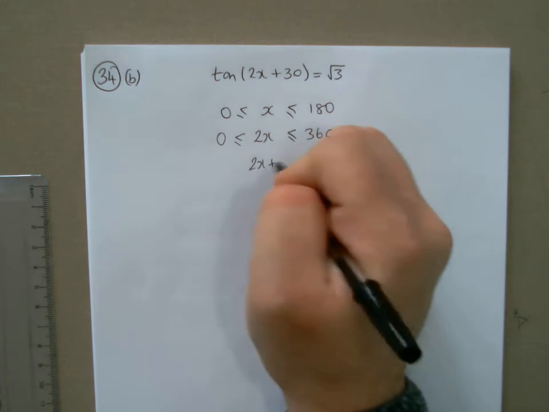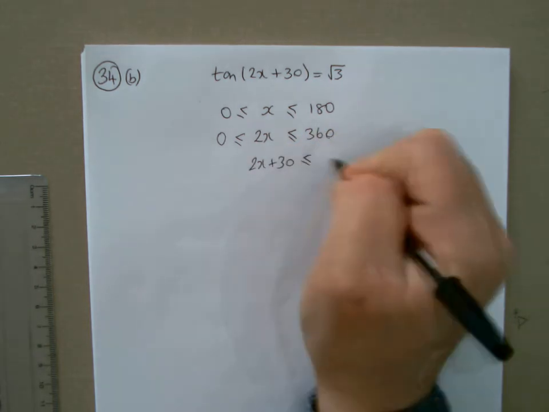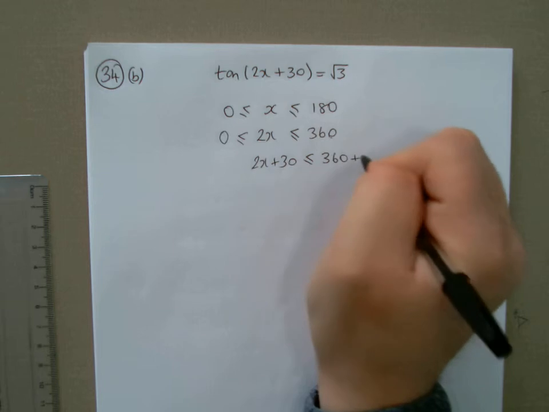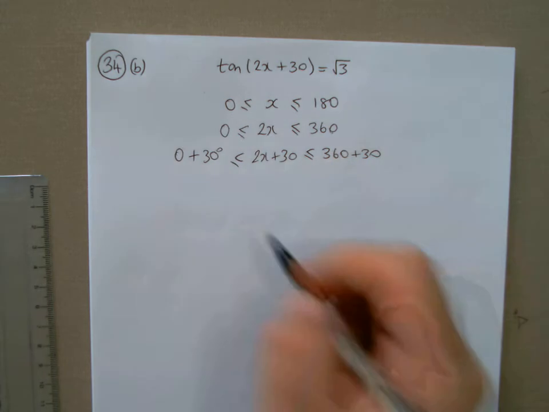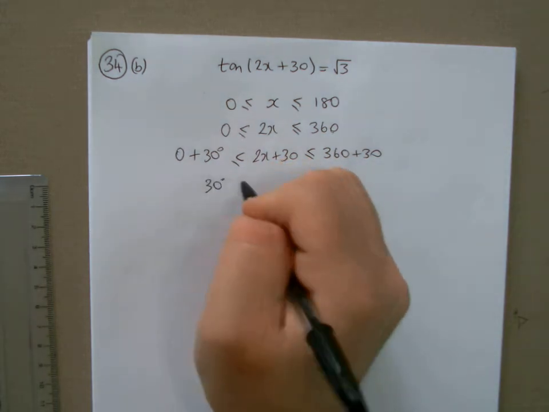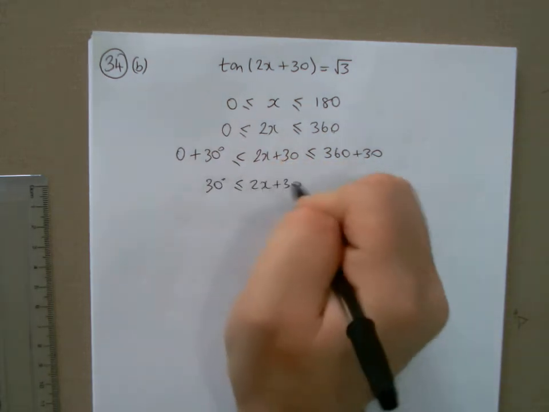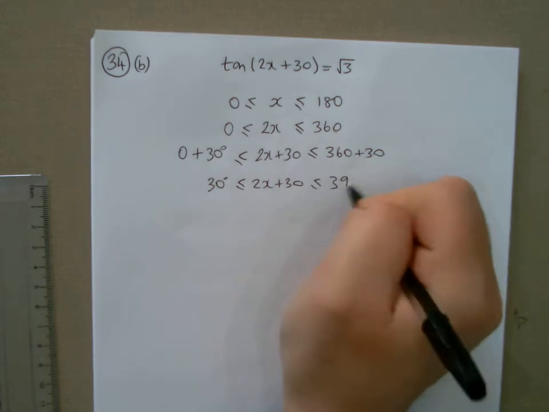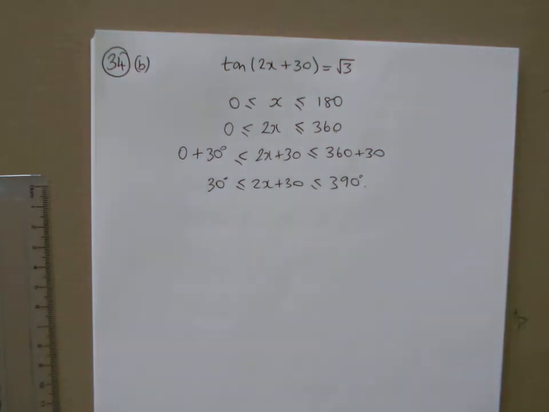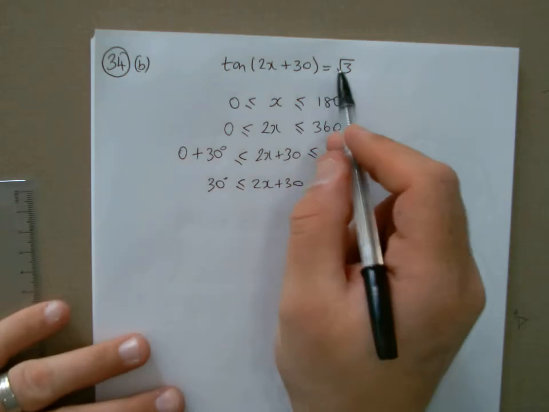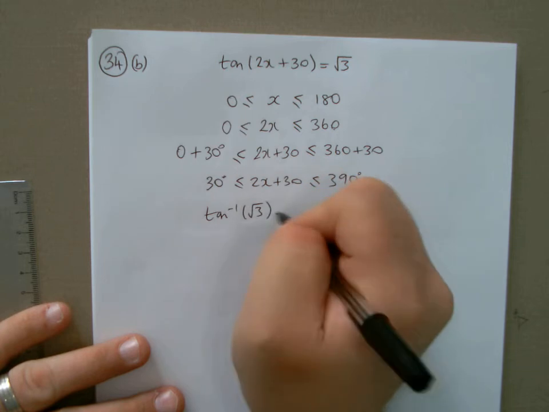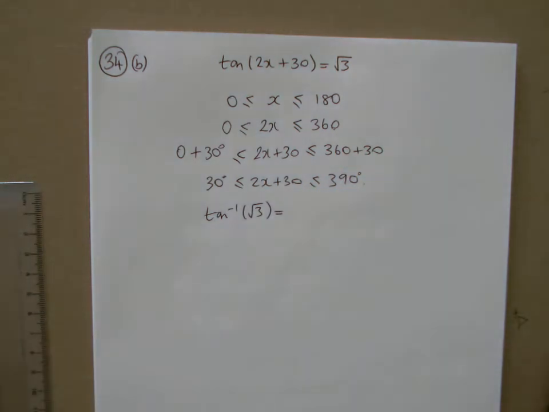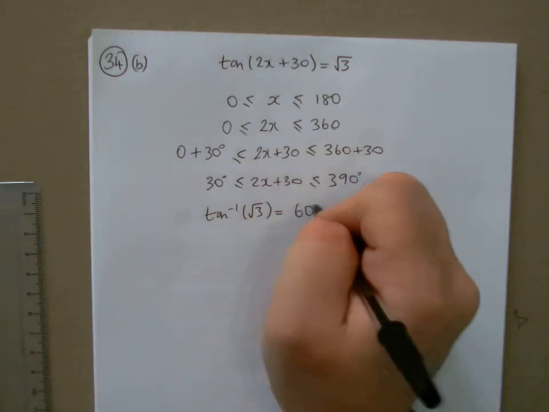And then, of course, you want plus 30, so I'm going to add 30 to that. You simply add 30 to this, so you get 360 plus 30, and the same here, add 30 to this, you get 0 plus 30. So the range will be between 30 and 390 degrees. Now we're going to find a solution of tan to the minus 1 of root 3, and when we do that on our calculator, it comes out to be exactly 60 degrees.